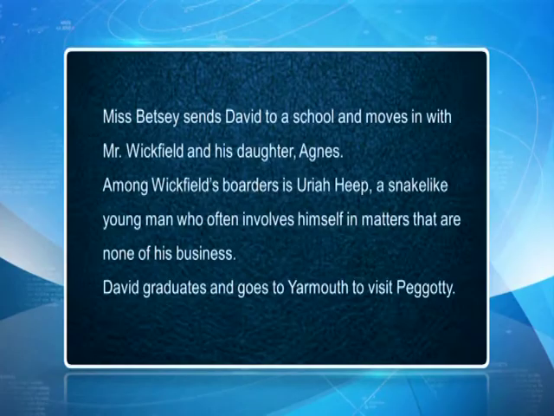Miss Betsy sends David to a school and moves in with Mr. Wickfield and his daughter, Agnes. Among Wickfield's boarders is Uriah Heep, a snake-like young man who often involves himself in matters that are none of his business. David graduates and goes to Yarmouth to visit Peggotty.